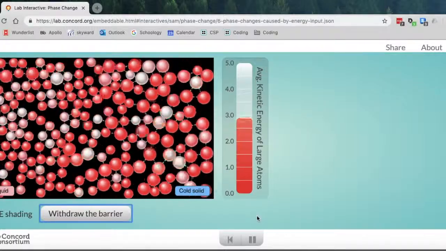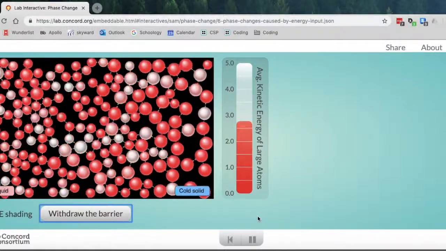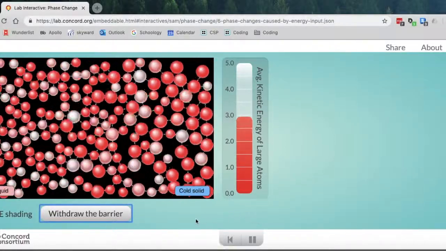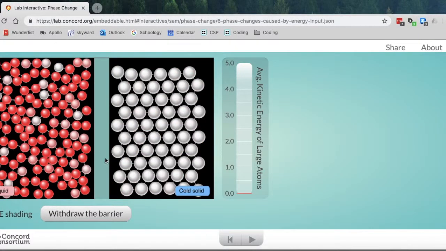Well, really on a molecular level, all that's happening is that the fast-moving liquid particles, when they hit those slow solid particles, they cause these slow particles to start moving faster. That's what heating up is.